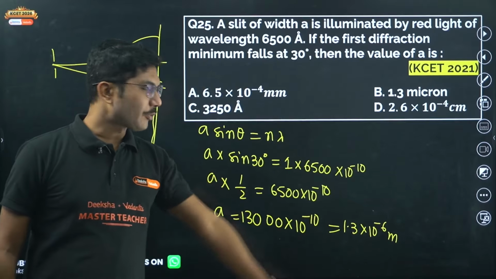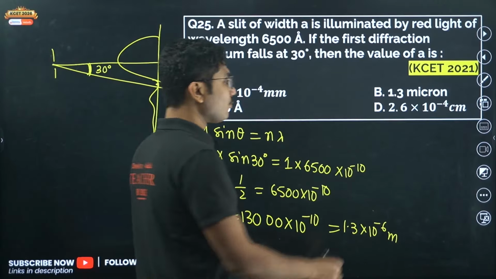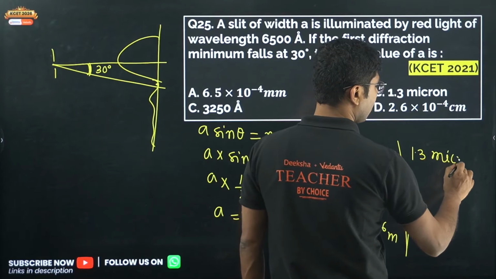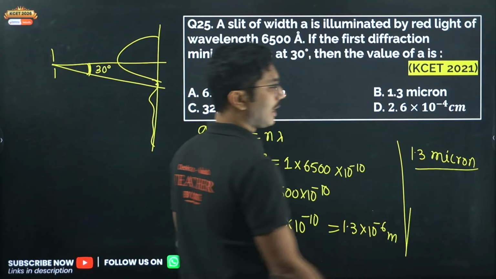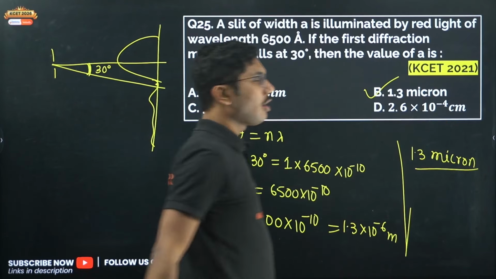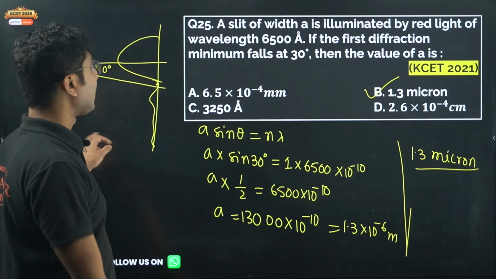So 1.3 into 10 to the power of minus 6, that is 1.3 micron. Micron means micrometer. So the correct answer is option B, 1.3 micron.